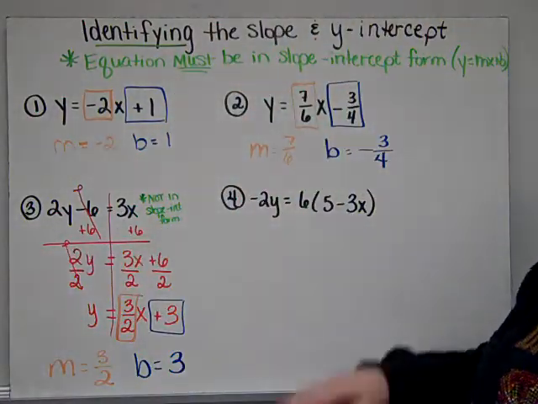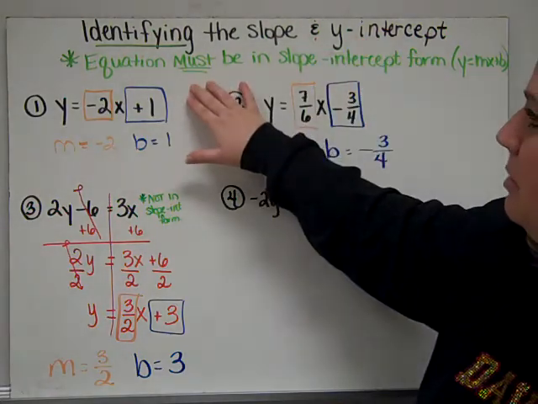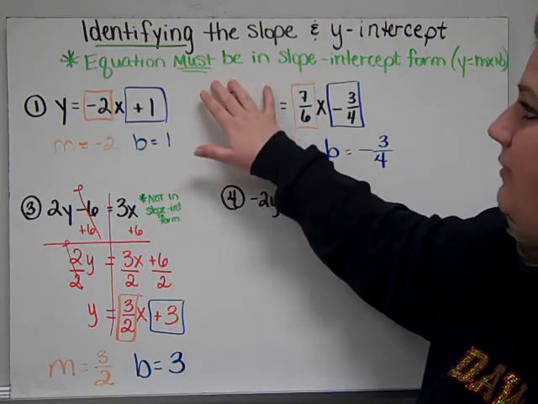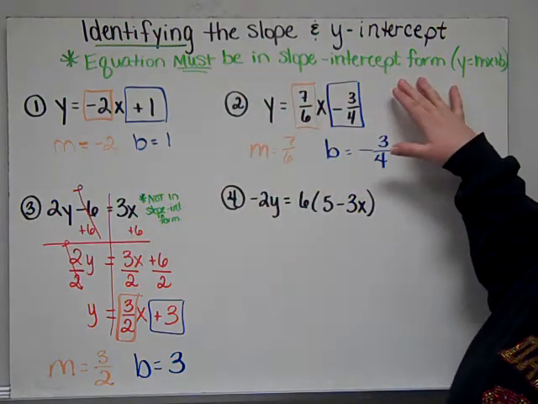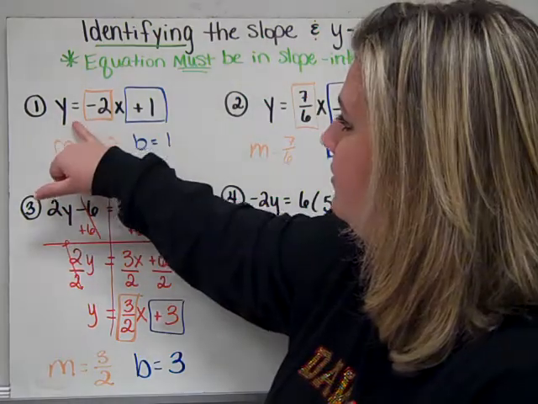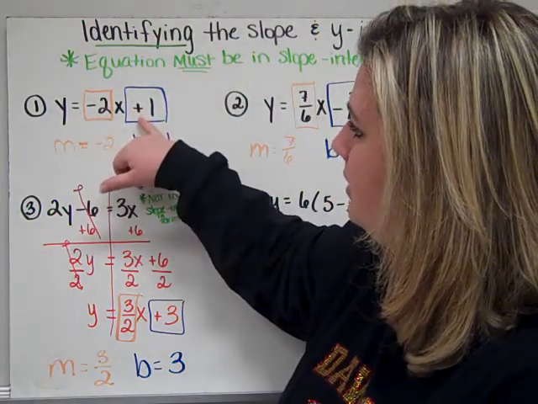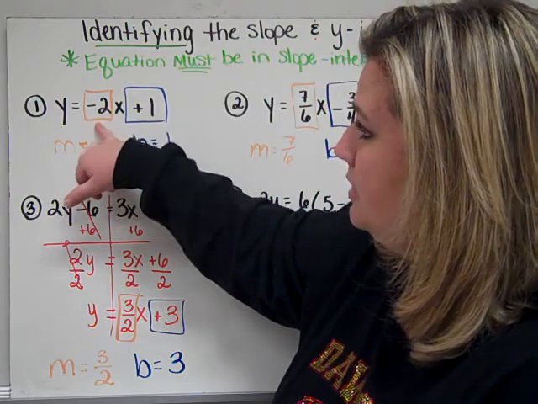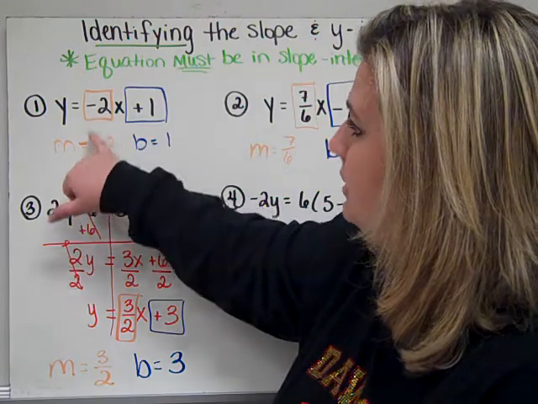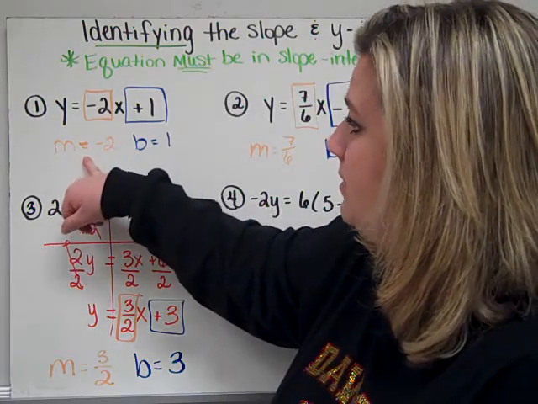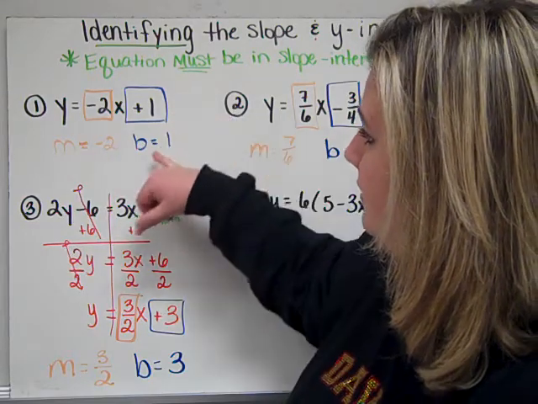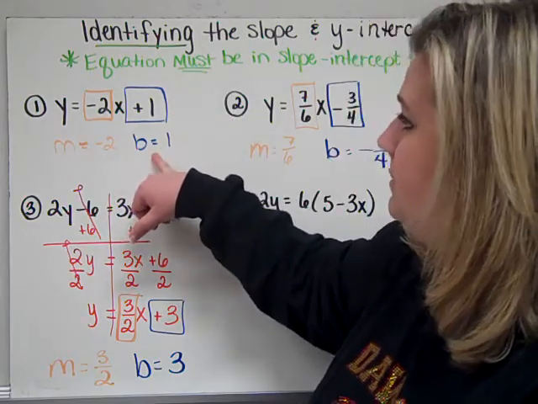All right, identifying the slope and y-intercept. So remember that in order to identify, as you can see with the previous slide, of how we have the equation set up, it must be in the y equals mx plus b format. So let's look at number 1. Y equals negative 2x plus 1. So you can see here m, that's represented as the coefficient of this term. So that means that negative 2 is playing the role as your slope. Negative 2 is your m. And then positive 1, that is your b. That is your y-intercept.